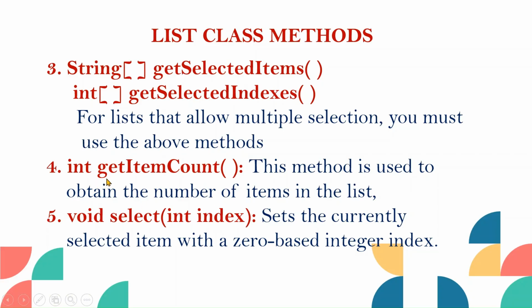Now here we have a method called getItemCount, which returns an integer. This method is used to obtain the number of items in the list. Suppose you want to find out how many items or options are there in the list, then you can apply this method.